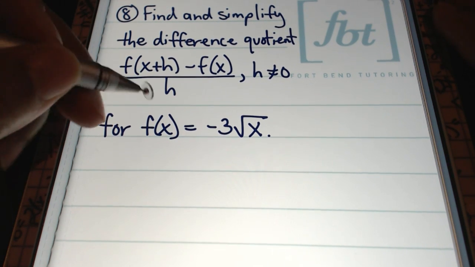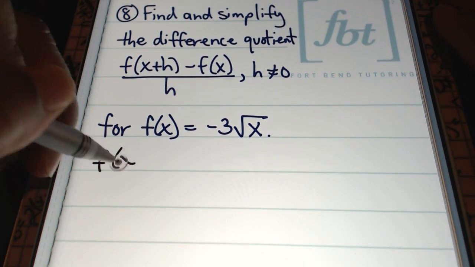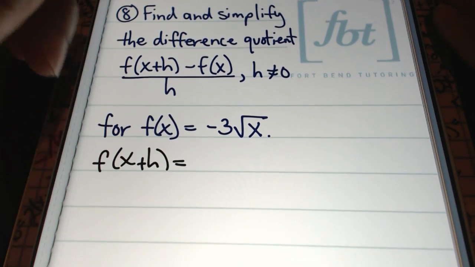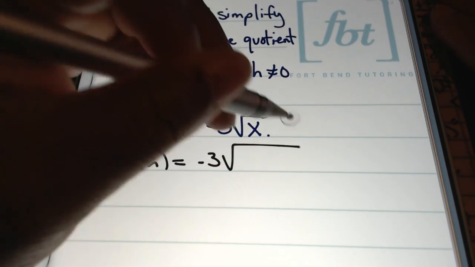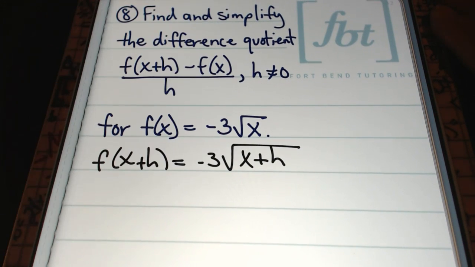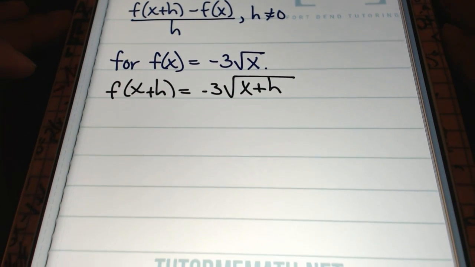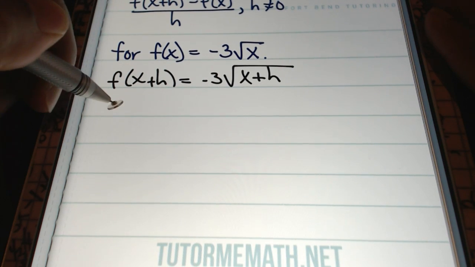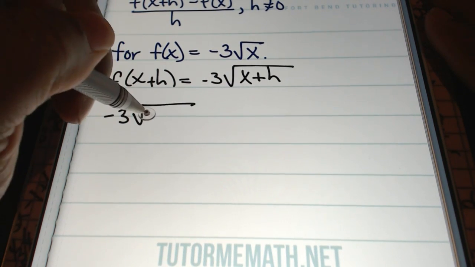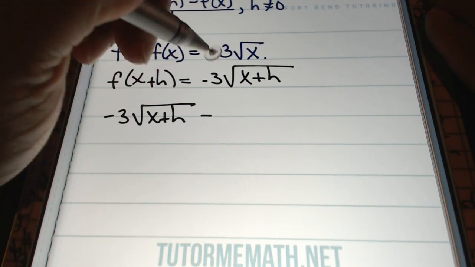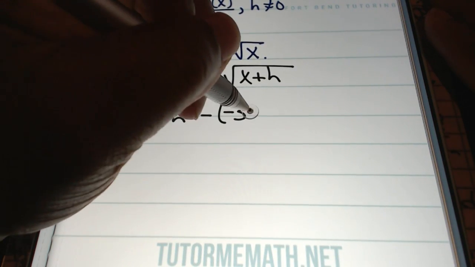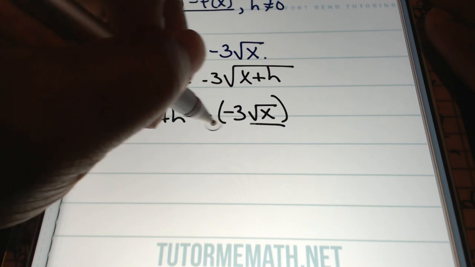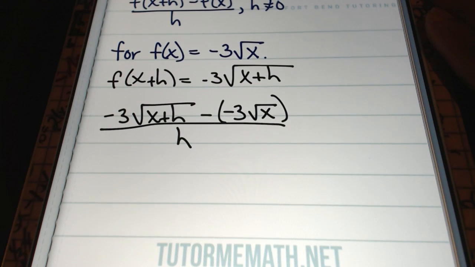Let's first of all find that quantity of f of x plus h. That's the first thing we want to do, guys. You're going to be replacing all the x's with x plus h. So this is what we have thus far. From here, we're going to plug these values into the difference quotient. We'll rewrite our numerator as negative 3 times the square root of x plus h minus the original function, which is negative 3 times the square root of x, all divided by h.